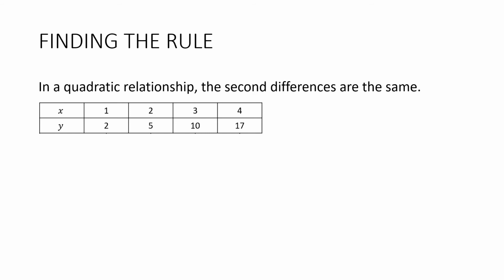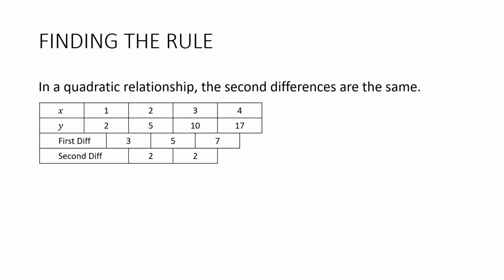In a quadratic relationship, the second differences are the same. So let's have a look what that means. Here's the first differences. 5 take 2 is 3, 10 take 5 is 5, 17 take 10 is 7. Can you see the second differences? They're all 2.